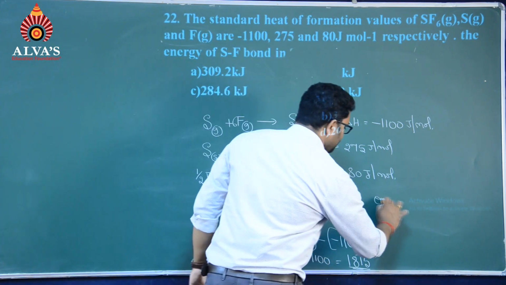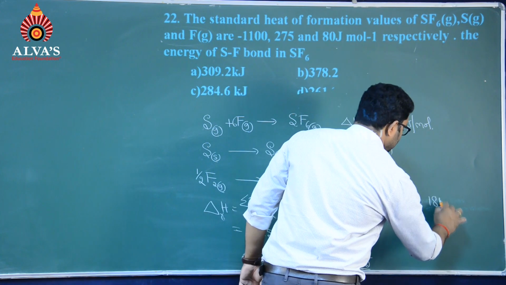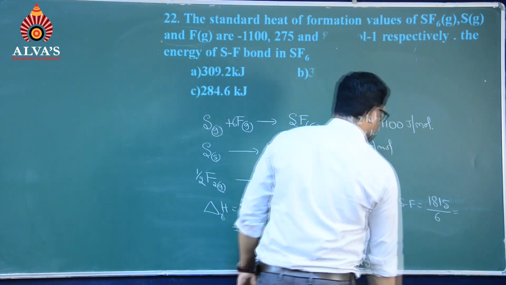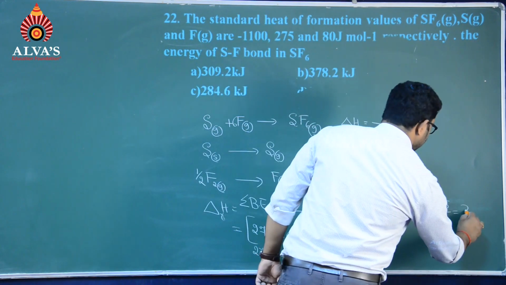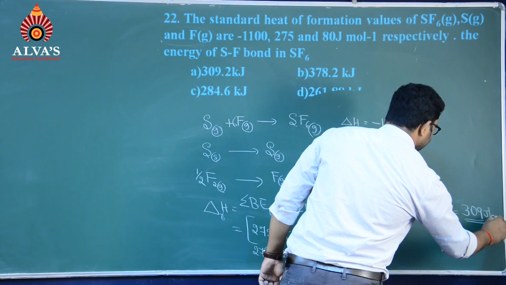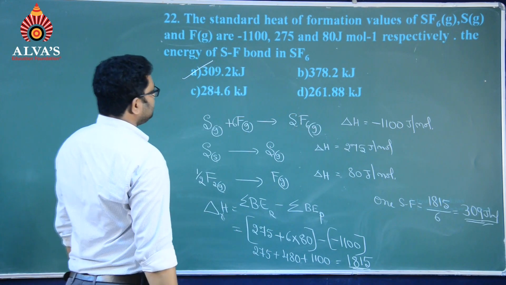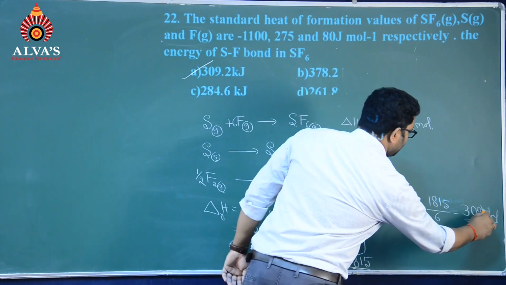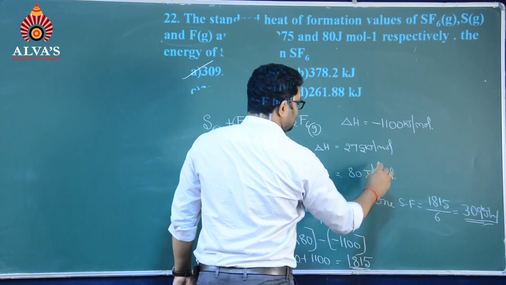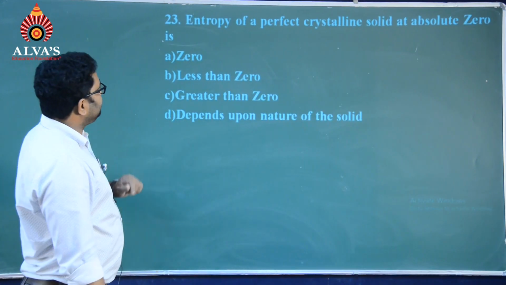For 1 SF bond, the value has to be divided by 6. It is around 309. Answer is 309 kilojoule. Students, it should be kilojoule. Question number 23.